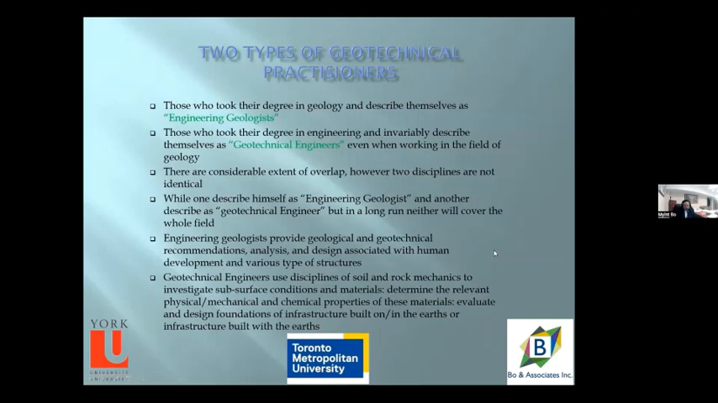Engineering geology provides geological and geotechnical recommendations, analysis, and design associated with human development and various types of structure. Geotechnical engineers use the discipline of soil and rock mechanics to investigate subsurface conditions and materials, and determine the relevant physical, mechanical, and chemical properties of these materials. They evaluate and design foundations or infrastructure built on or in the earth, or infrastructure built with the earth.